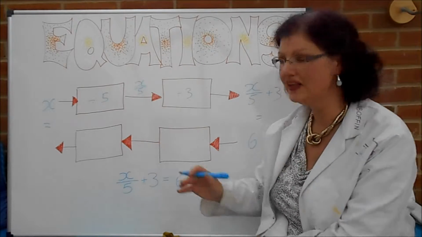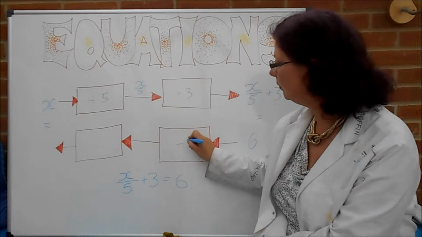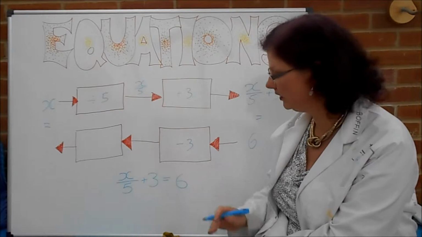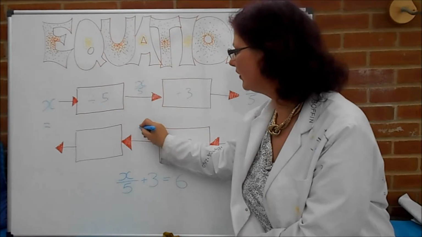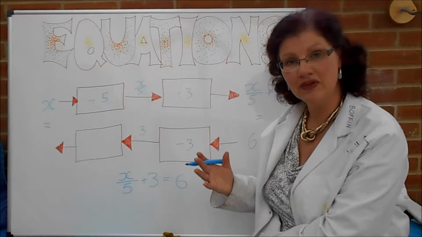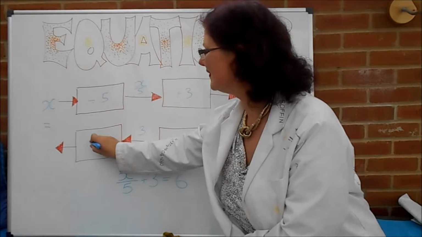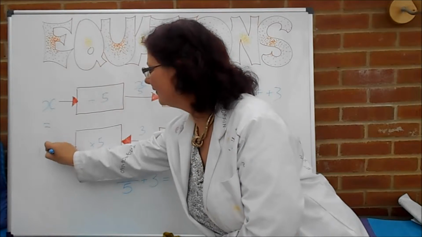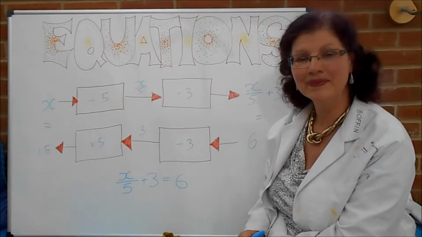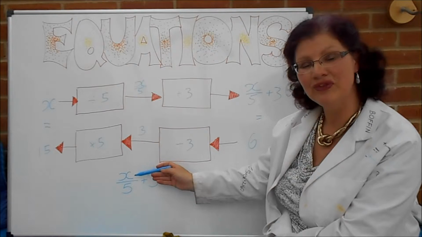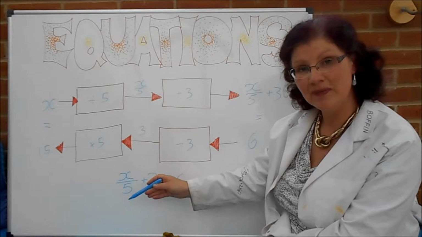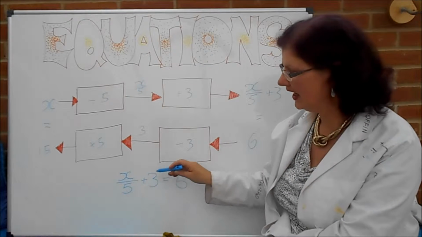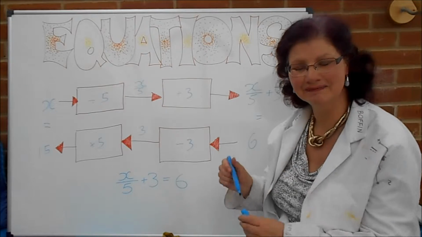Now we're going to feed the 6 back into it. We're going to take away 3 because we're running the machine backwards. 6 take away 3 gives us a 3 there. And instead of a divided by 5, we're going to do times by 5, giving us an answer of 15. We can check that that's right by putting 15 into here. 15 divided by 5, that's 3. Add 3, yep, that's 6.